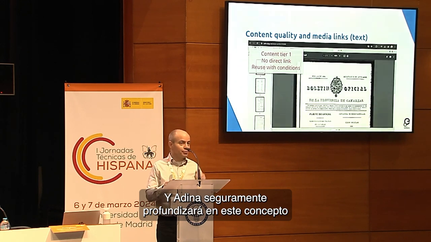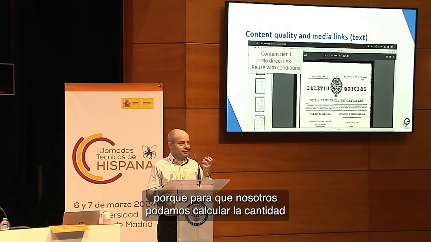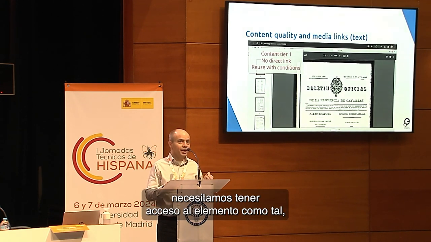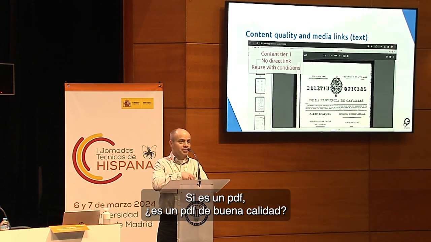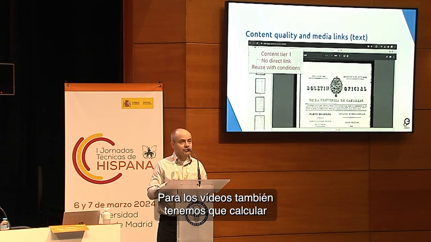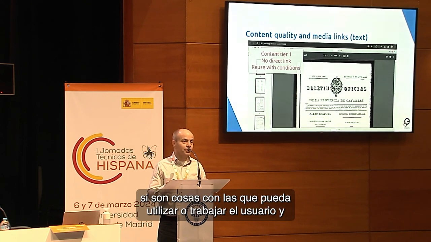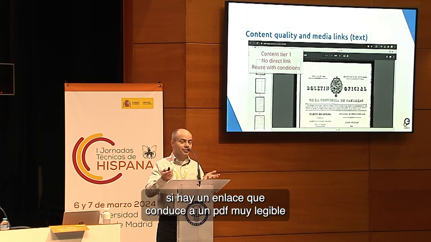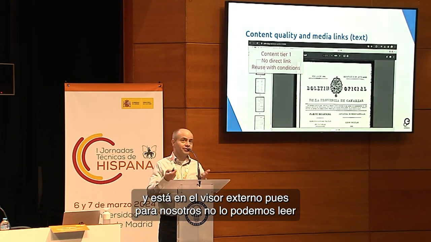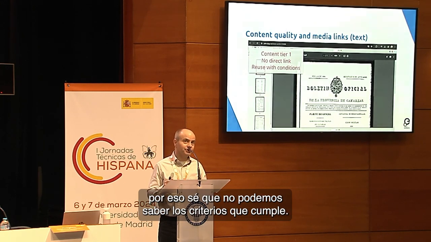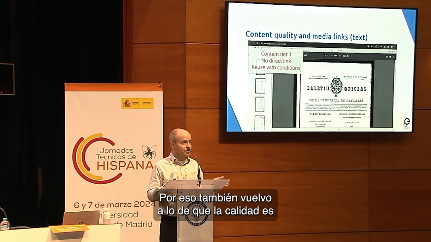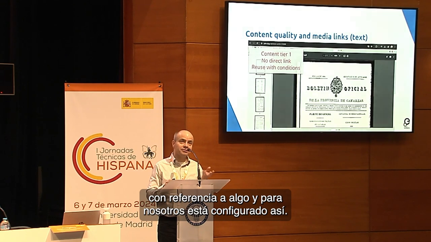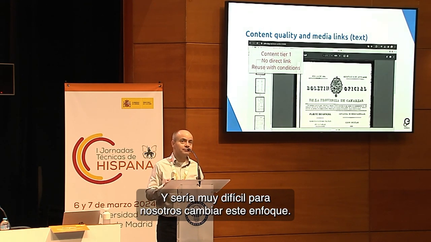And Adina will talk about this a bit more: in order to calculate the data quality and estimate it, we need to get access to the actual item to know its technical quality. Is it a high resolution image, yes or no? If it's a PDF, is it actually a good quality PDF? For videos, we also calculate some criteria to know if this is something a user can work with. For a link to a book viewer, even if that contains a very readable PDF, we are not able to get this information. So that's why we classify this as low quality, knowing a user can still work with that perfectly. That's another confirmation of data quality as a relative concept, but we have to work with something. This is how we set these things up, and for us it will be very difficult to change that approach.